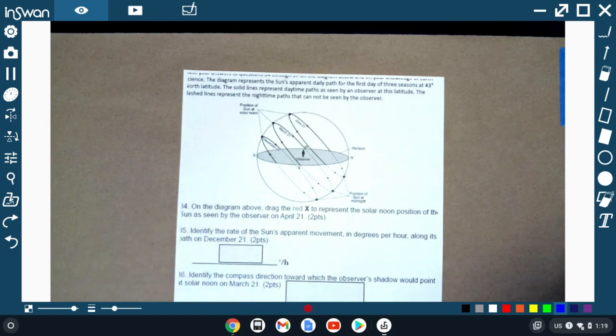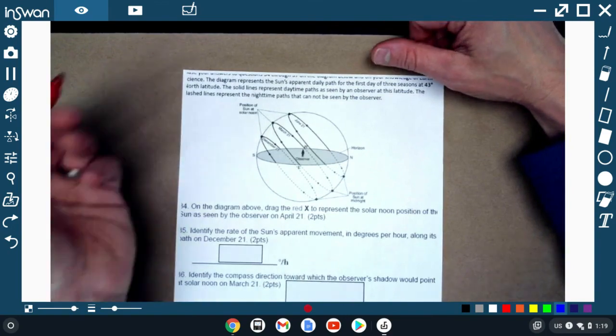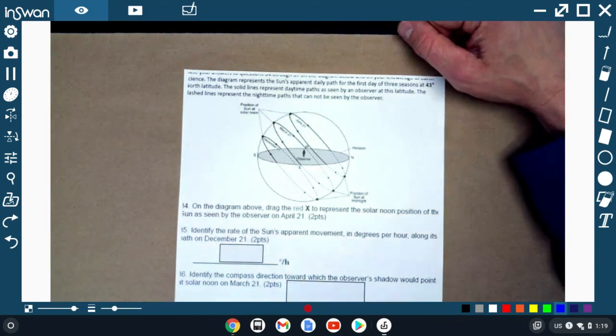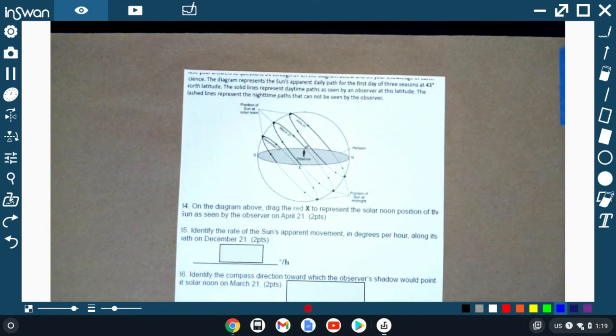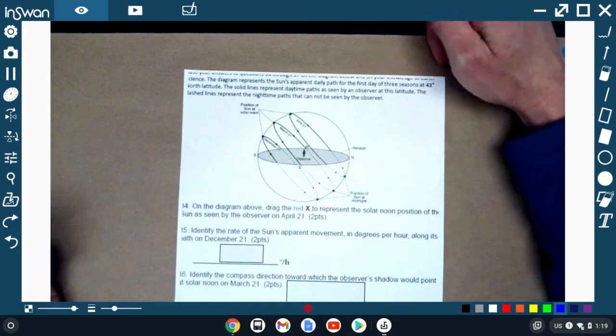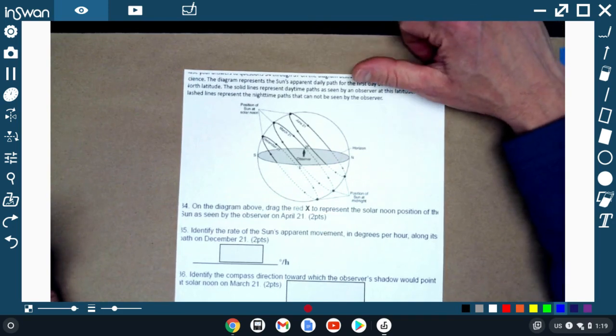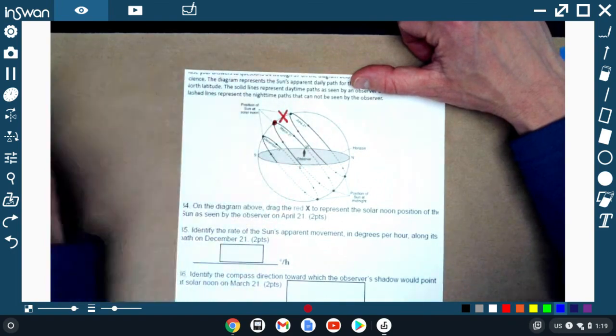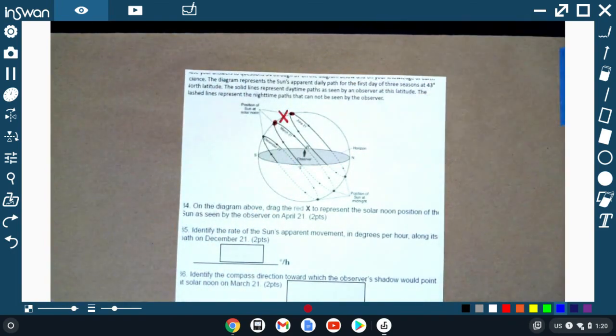Now the question is, on the diagram above, drag the red X to represent the solar noon position of the sun as seen by an observer on April 21st. So again, we have our dates of December 21st, March 21st, and June 21st. So we have to think about it. What are the months of the year? January, February, March, April. So the month of April is after March, but then it's also before June. So we have to put our X somewhere between March and June on this. Those are the only dates that can really apply. So anywhere between this position here for March and that position there for June will be acceptable.